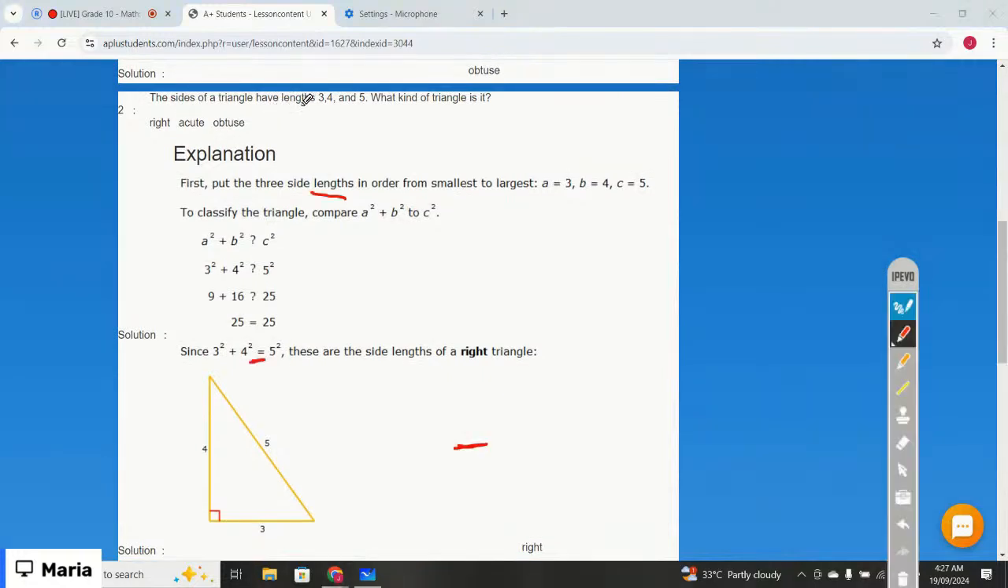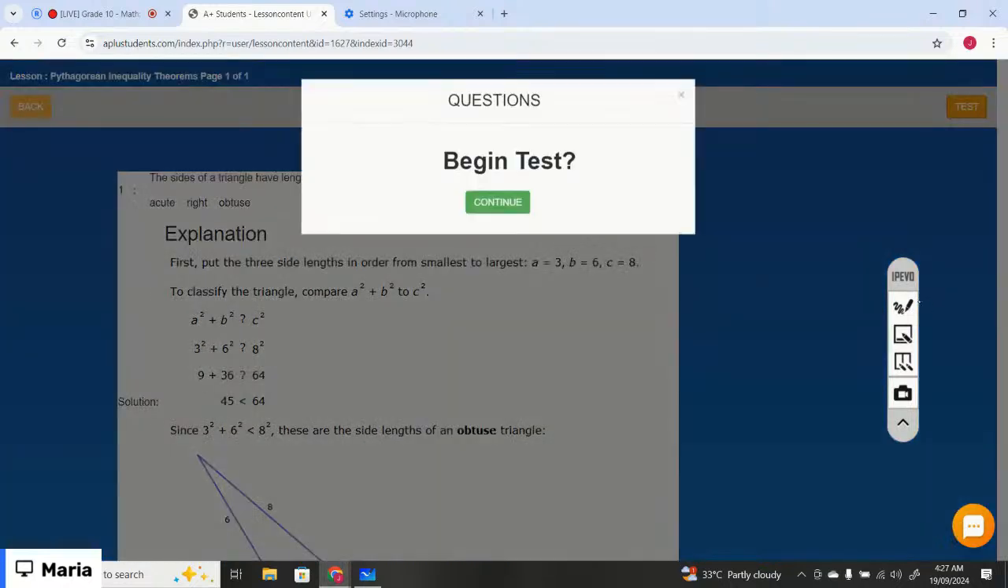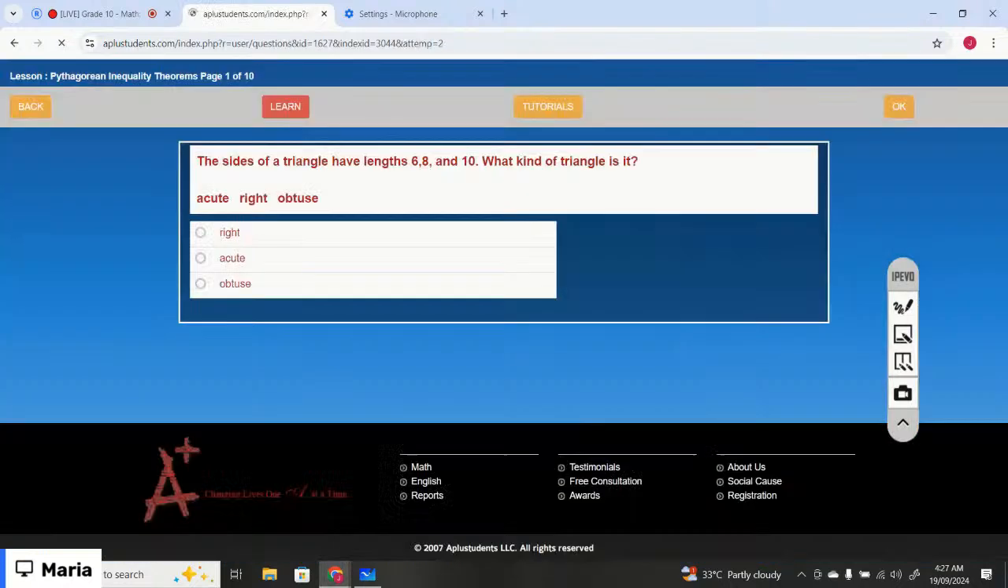The sides of a triangle have length 3, 4 and 5. What kind of triangle is it? So just put these values in, you have to actually compare a square plus b square and c square, right? So just put the values, you can see they are exactly equal. So that is a right triangle. Let's just start with the test questions. You can have a look at the tutorial by yourself.